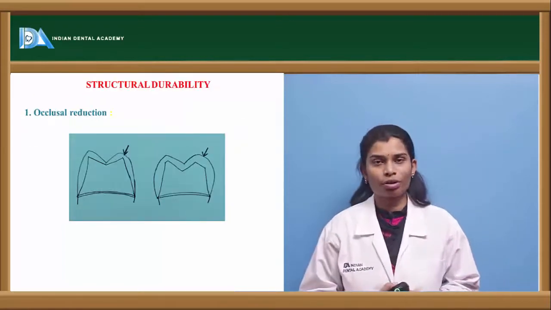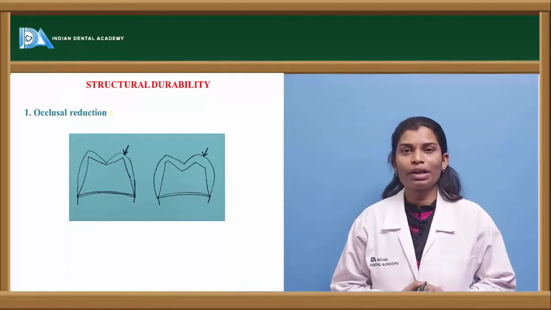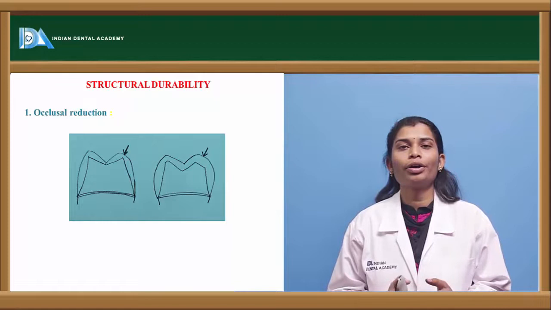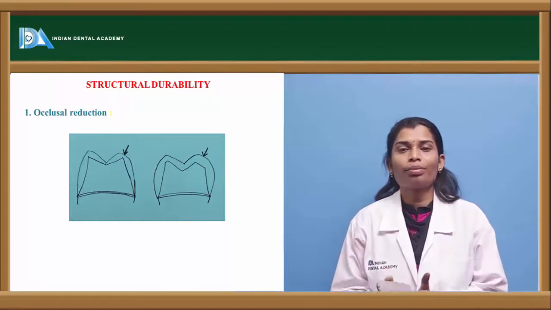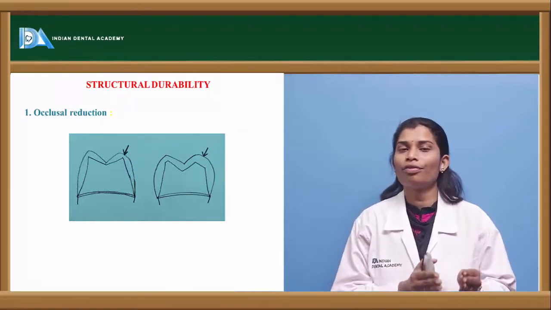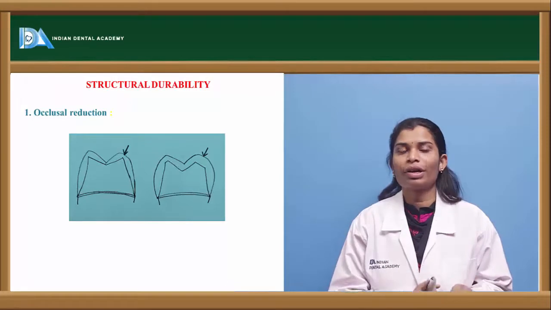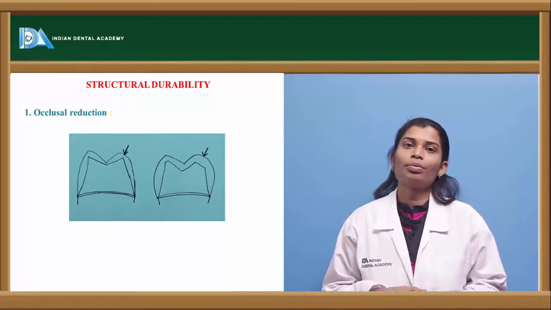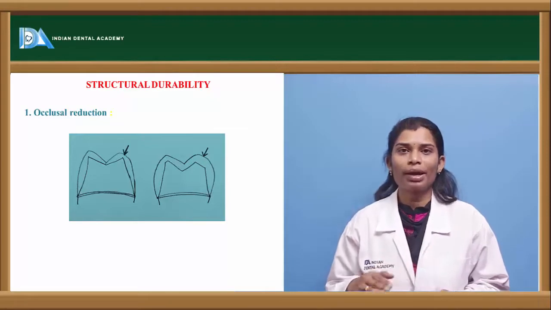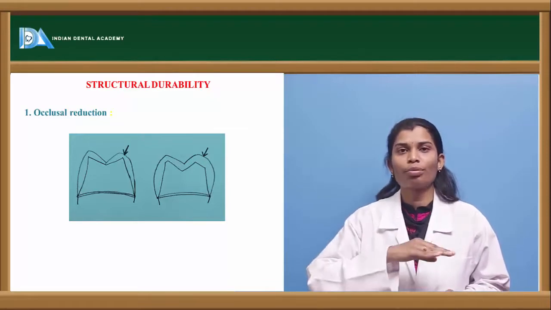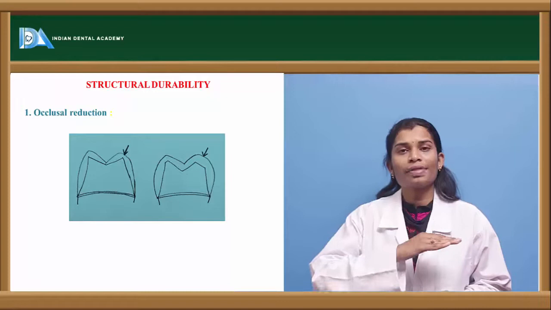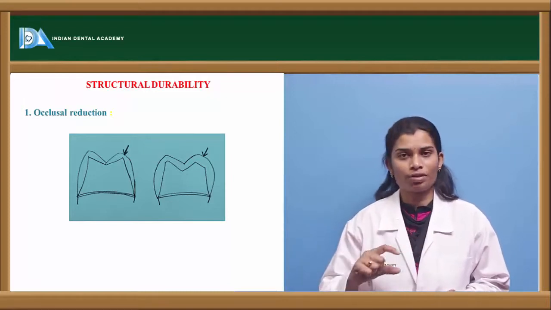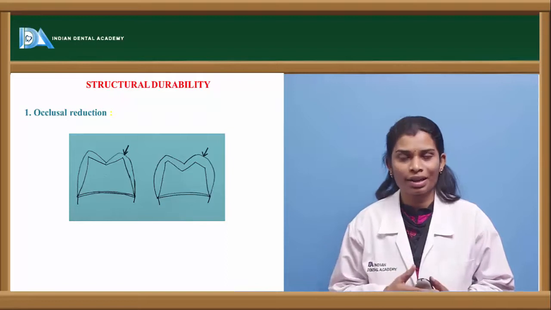Coming to structural durability, in relation to the restoration. In order to have a proper durable restoration, you need to have a minimal amount of reduction of the tooth for each type of restoration you select. So occlusal reduction should be done following the anatomic planes and contours. You have to maintain the planes and contours so that the same anatomy can be duplicated in the restoration, and the restoration will be evenly thick at all the areas.